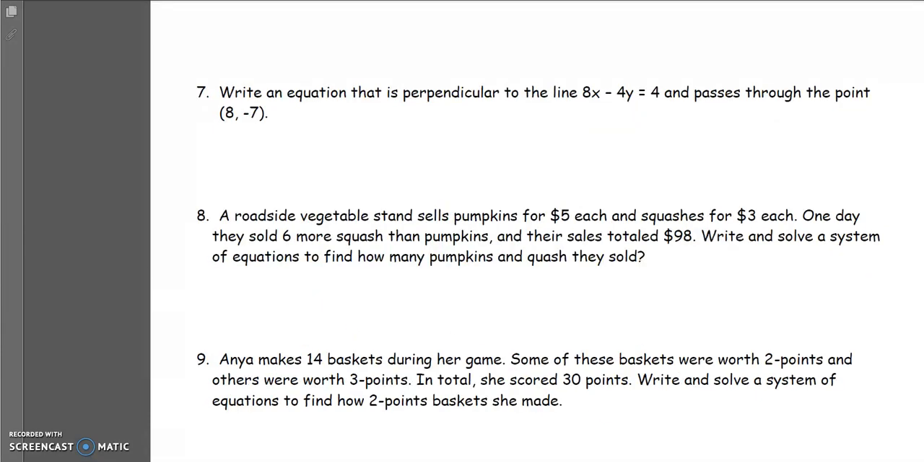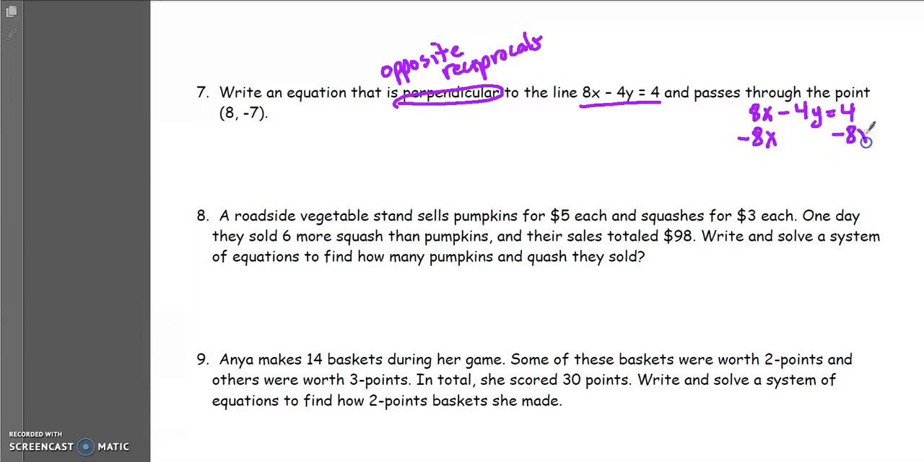Okay, number 7 is asking us to write an equation that is perpendicular to the line 8x minus 4y equals 4 and passes through the point 8, -7. So perpendicular means that my slopes are going to be opposite reciprocals. So we have to remember that. So again, I need to look at this equation. I need to pick out my slope, but it's not in slope-intercept form, so we need to take care of that by isolating my y.